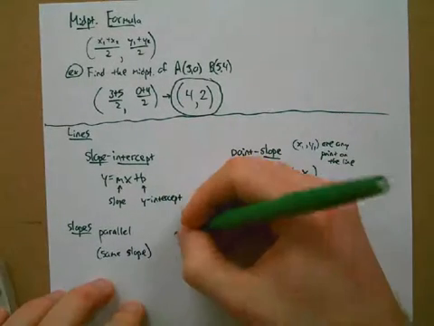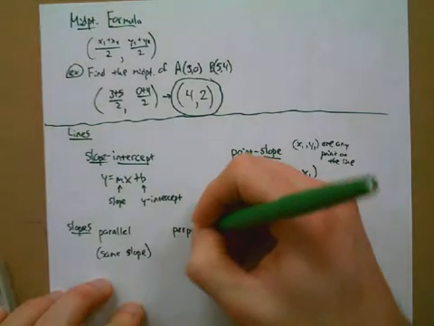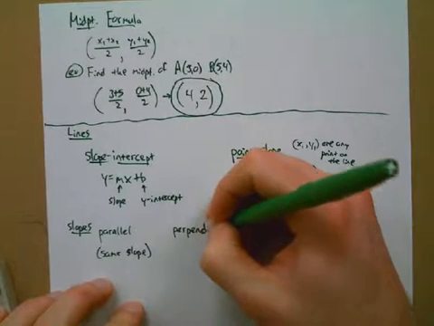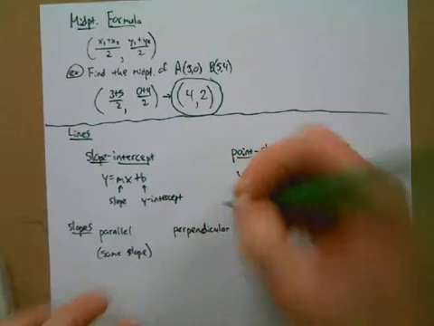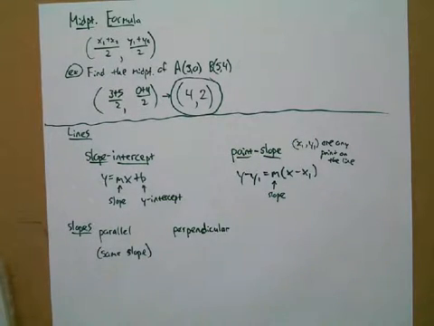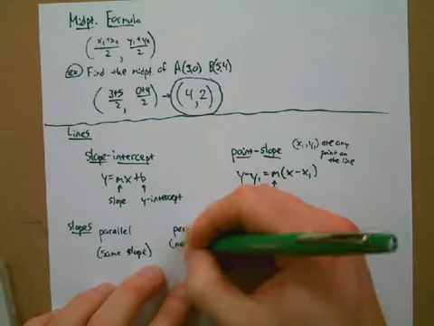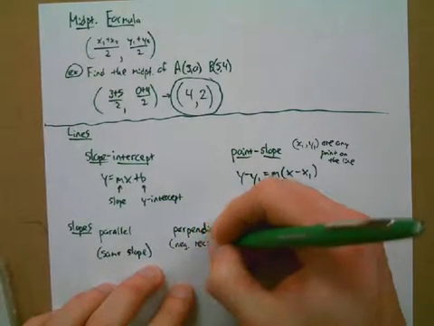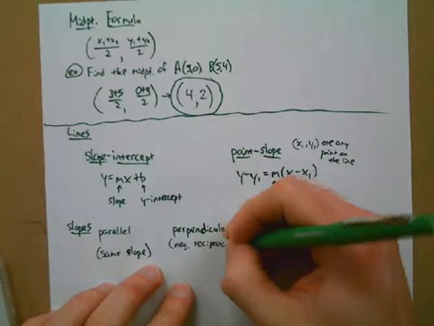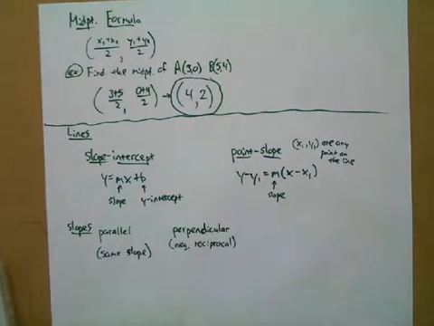For example, if you have one line with a slope of 1/2, then a perpendicular slope would be -2/1. So it's reciprocal, right? 1/2 becomes 2/1, and then it becomes -2. Maybe I should put opposite reciprocal, because negative indicates you just make it negative. Sorry, let me make that opposite reciprocal. That'll be good.